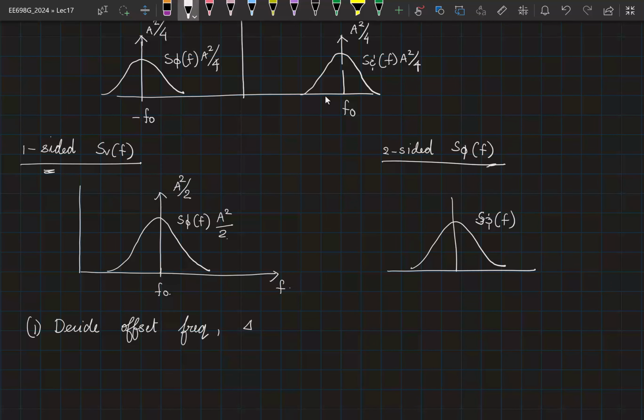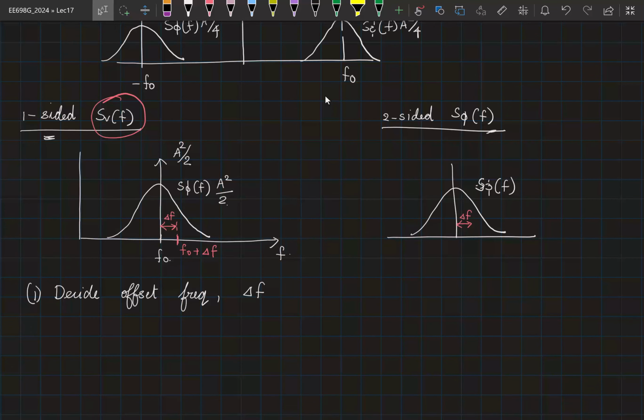Let me call that offset frequency delta f. So you identify some delta f here, and this delta f will correspond to a delta f like this. Which means in SV of f, you are looking at the point f naught plus delta f. We are going to report phase noise based on the one-sided PSD of SV of f. So the first step is to identify the delta f.